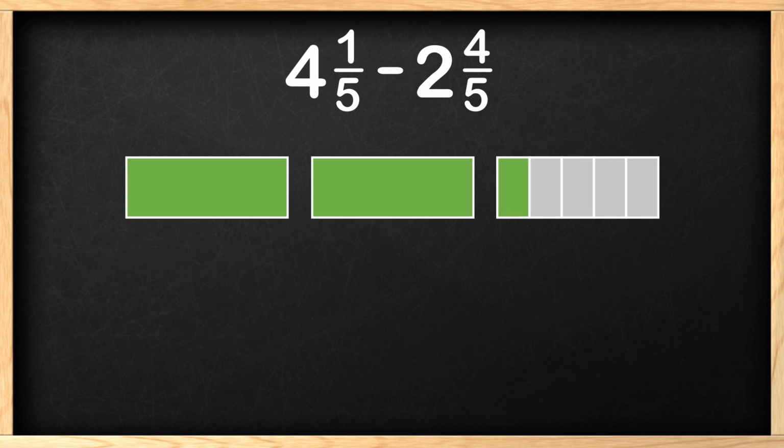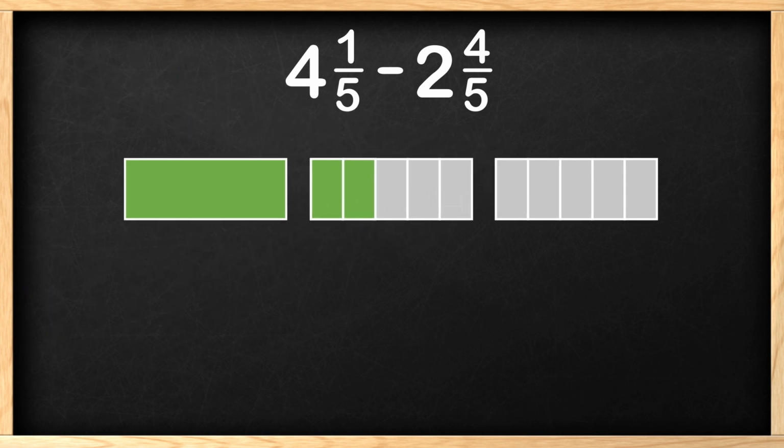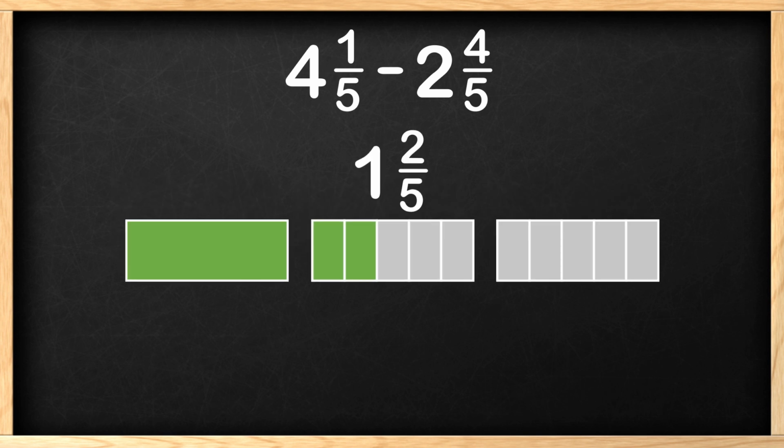Uh-oh, I only have 1 shaded part here. What are we going to do? I know, we can take one of the whole rectangles and partition or divide it into 5 equal parts. Now we can take away 4/5 by removing 4 shaded parts. How much is left over? 1 whole and 2/5. This means 4 1/5 minus 2 4/5 equals 1 2/5.